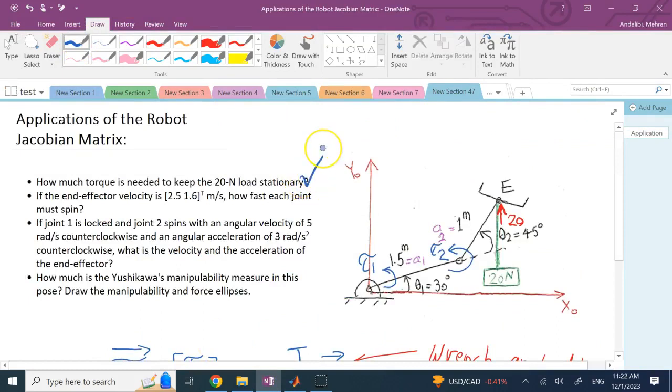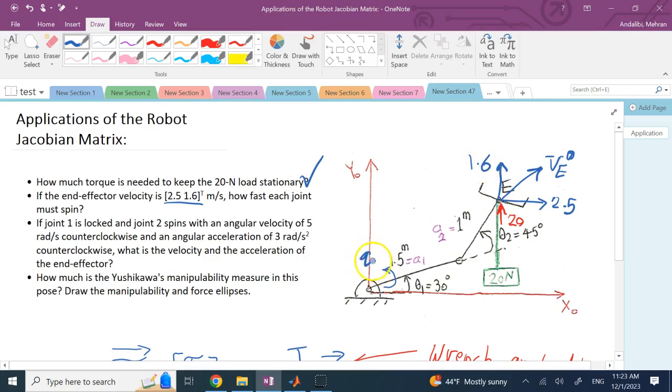Let's go to question number 2. It says, if I want the end effector to have a velocity of 2.5 and 1.6 meters per second along x and y, how fast should I rotate each joint? So this time the goal is not to hold this load. The goal is to have this end effector move with this velocity, where this x component is 2.5, right? So this is v of the end effector in base. And this vertical component is 1.6 meters per second, right?